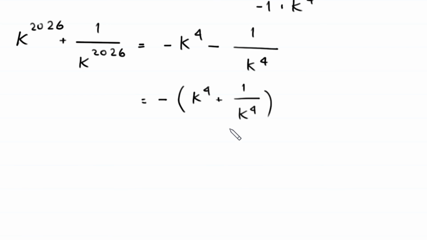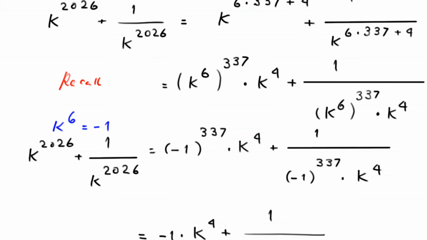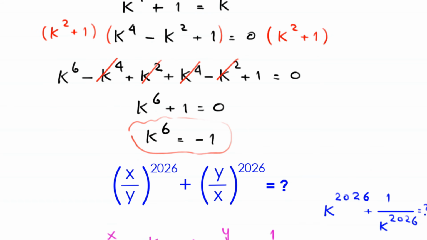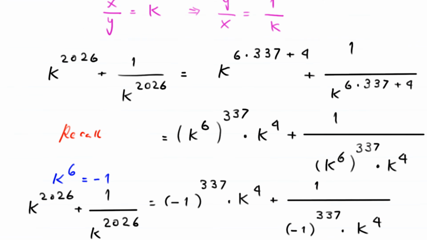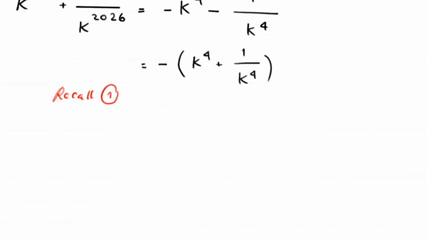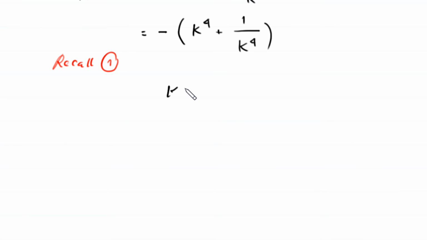So now we find the value of this expression k^4 + 1/k^4. So we recall equation number 1. Equation 1 is k^2 + 1/k^2 = 1.